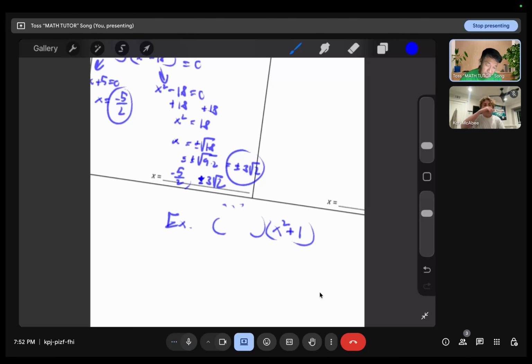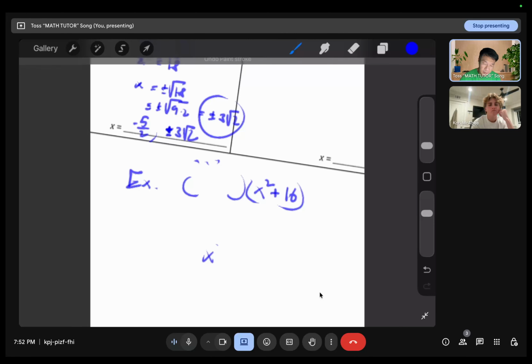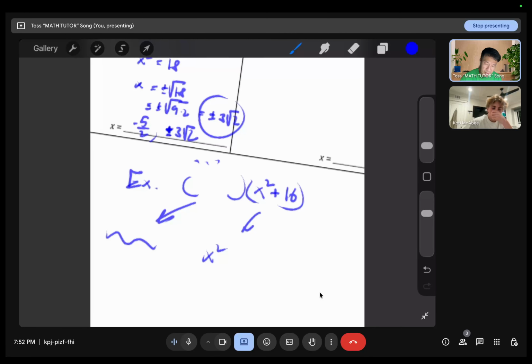Plus 16. I'm making this up. There is no formula for a sum of squares. So what you're going to do is set it equal to 0. The other one set it equal to 0 also, but I'm going to ignore that. I'm going to do this one. Pretend that one works fine.